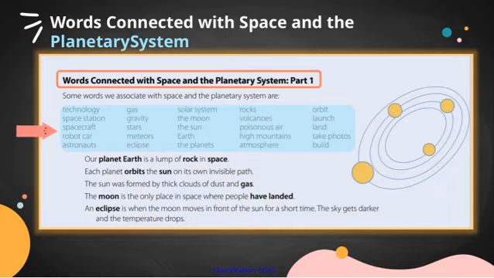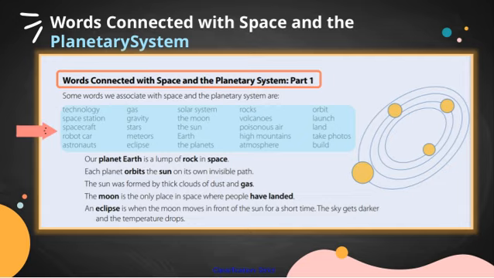Words connected with space and the planetary system are fundamental to understanding our universe. When we think about space, we're really talking about the vast, seemingly endless expanse beyond our planet. It's filled with stars, planets, moons, and countless other celestial objects.